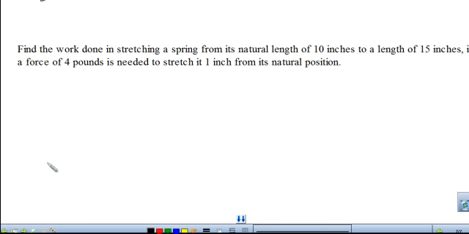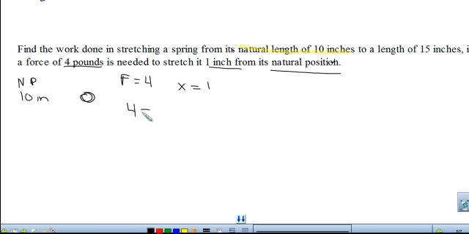The next question says find the work done in stretching the spring from its natural length of 10 inches to its length of 15 inches if the force of 4 pounds is needed to stretch it 1 inch from its natural position. So its natural position is at 10 inches. For us, that's considered 0. So the force of 4 pounds stretches it 1 inch, and that is what we're going to use to find k.